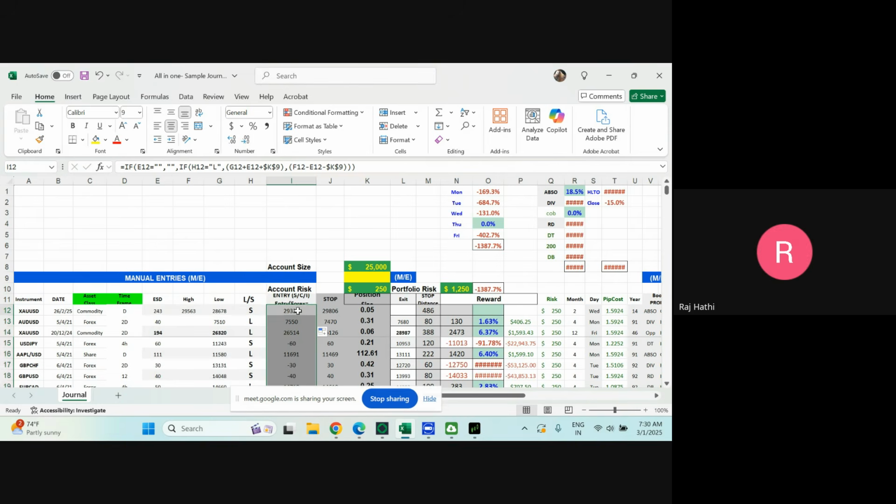Any question? What is stop distance? Stop distance is the distance between the stop and the entry. And this exit is usually blank, always blank unless and until you are closing the trade. So when you close this trade, you put the exit number here manually. That will give you your percentage.